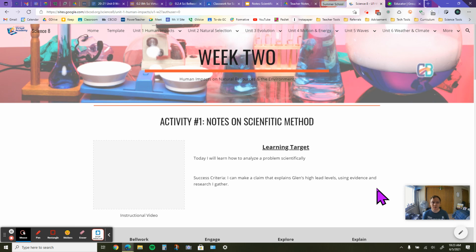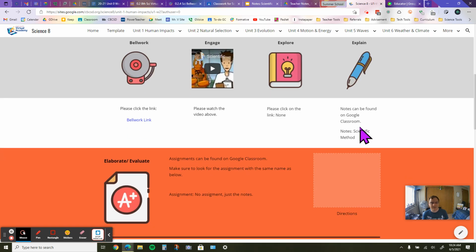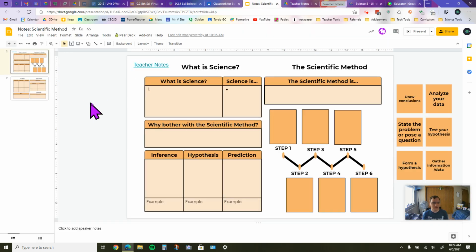I just want to go over how to fill out your notes for the scientific method and how we'll kind of focus on filling out notes for the rest of this class, this course. So if you look down here, your explain, that's where I usually will talk about what notes you're filling out if you have them. And so we're looking for notes on the scientific method. Remember, that's kind of your assignment for this activity. There's no other activity along with it. And so this is what it'll look like for you.